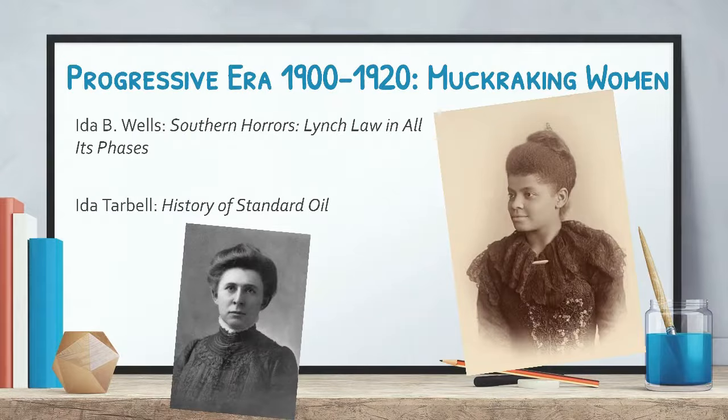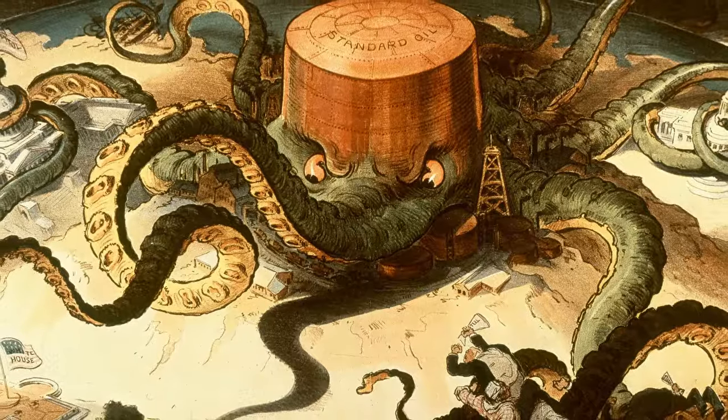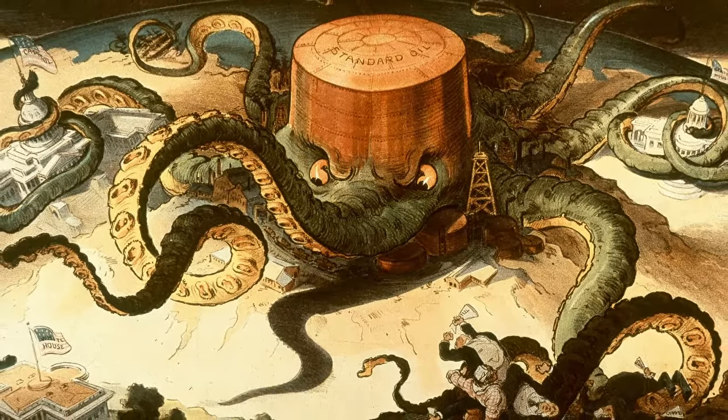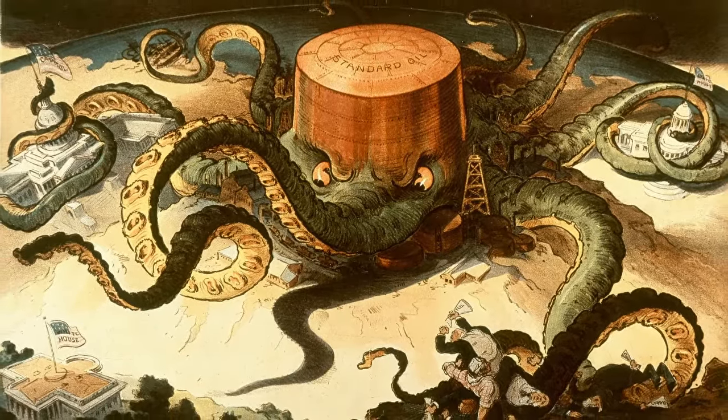It is also important to mention some examples of muckraking women who investigated and wrote about social issues. Ida B. Wells traveled the South and reported on the horrific and widespread practice of lynching. And Ida Tarbell wrote a long-form exposé on Rockefeller's Standard Oil. In it, she detailed Standard Oil's monopolistic practices and its involvement in political corruption.